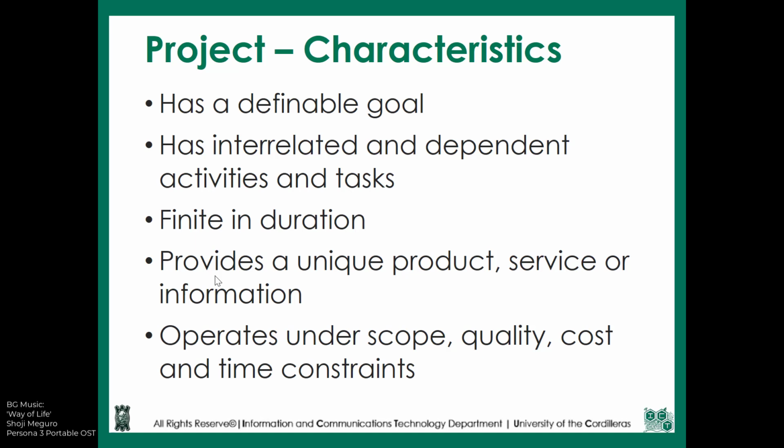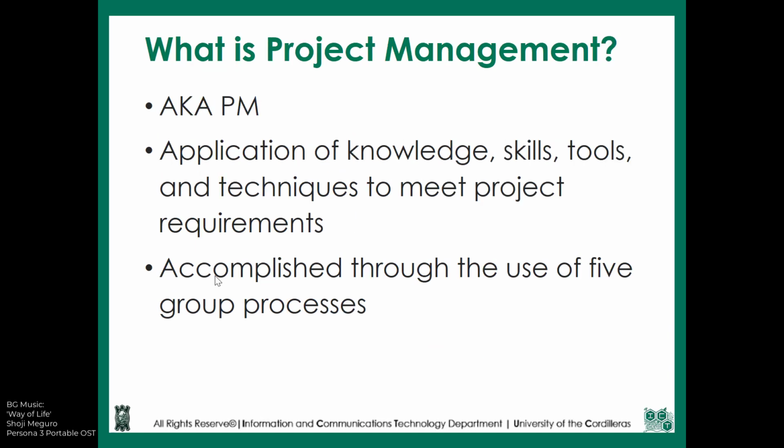Next is that it's finite in duration. So it's something that's temporary. It won't necessarily happen forever, or at the very least, not over a very long amount of time. Next is to provide a unique product, service, or information. In your case, it's going to be either a program or an animation. And it usually operates under scope, quality, cost, and time constraints. Regardless of what project you're going to do, you have all of these 4 constraints. We're going to look into those later.